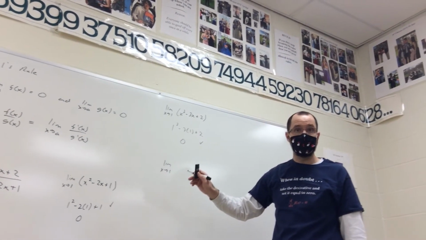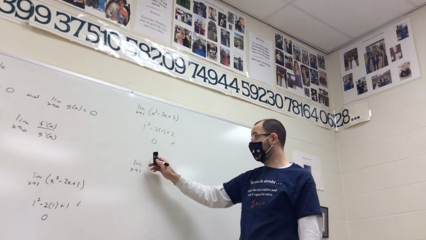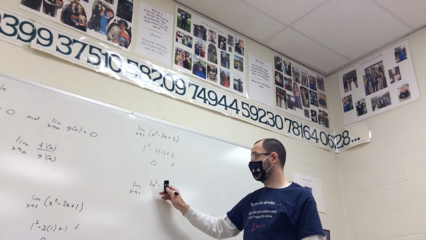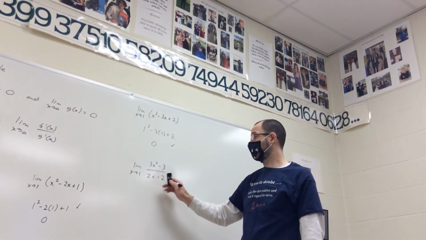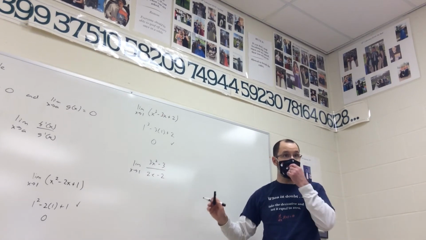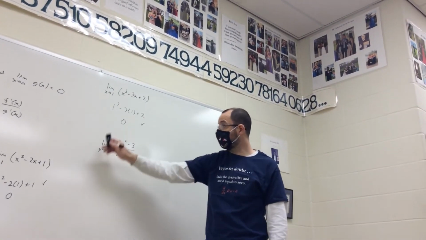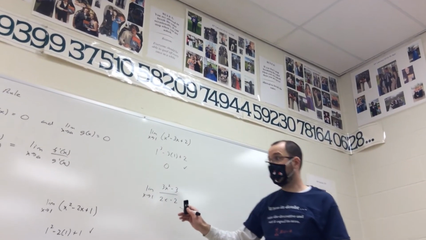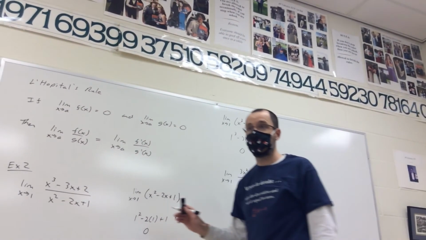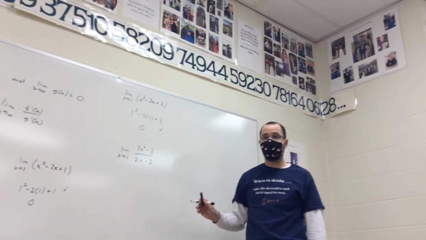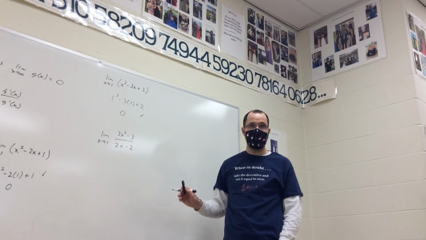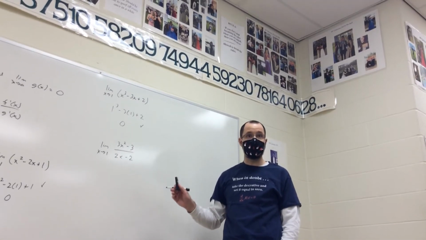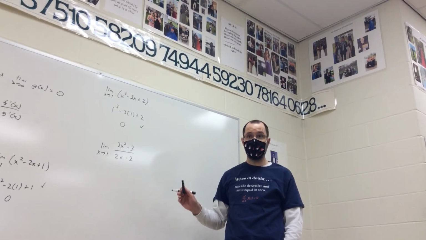which will be easier. So we take the derivative of the top and the derivative of the bottom. So according to L'Hopital's rule, the answer to this limit is going to be the same as the answer to this limit. Okay, but unfortunately, if we did the limit of the top and the limit of the bottom, we'd get 0 again, right?